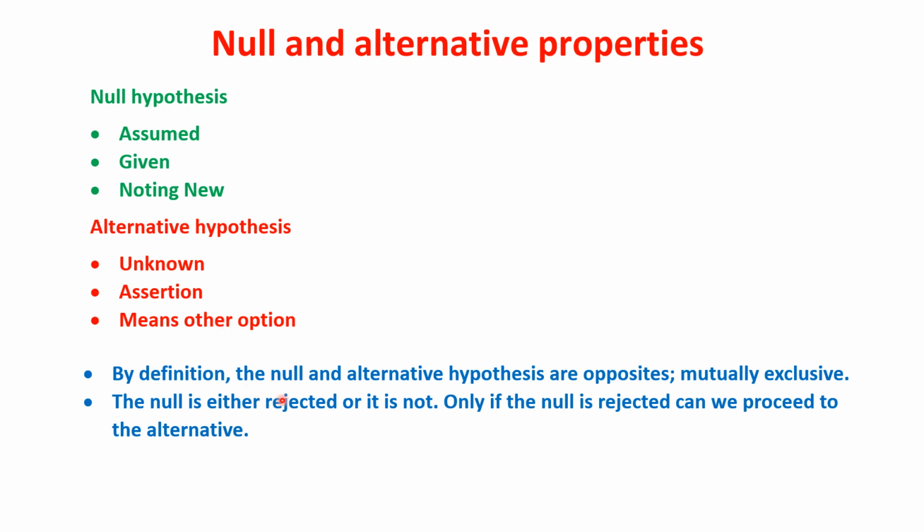So by definition, null and alternative hypotheses are opposite, mutually exclusive. The null is either rejected or it is not. Only if the null is rejected, we can proceed to the alternative hypothesis.